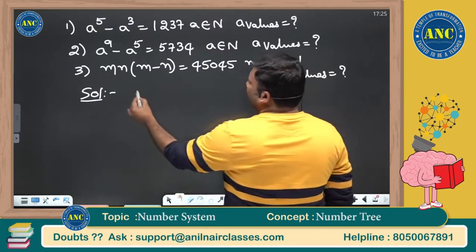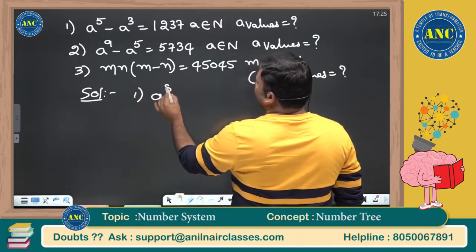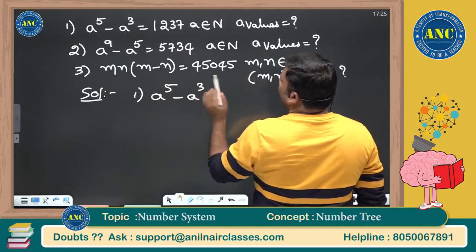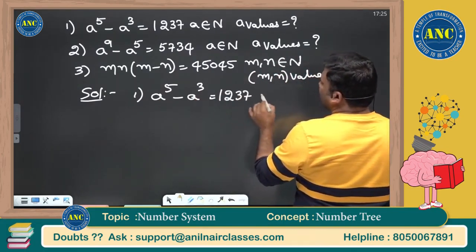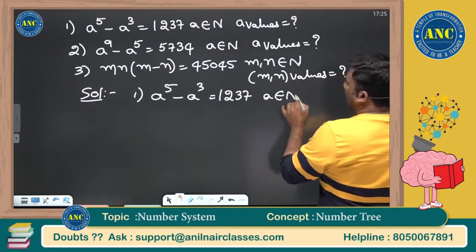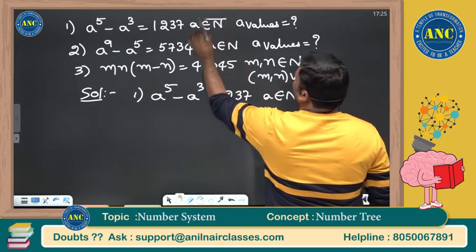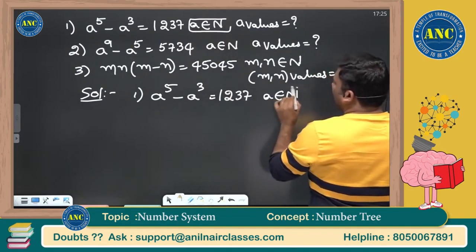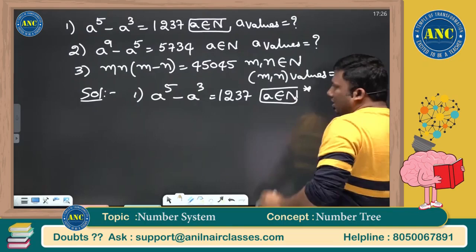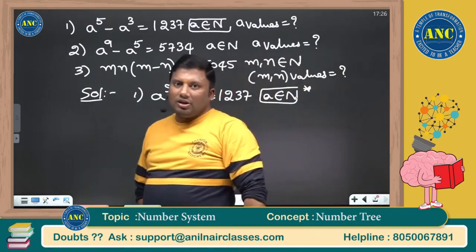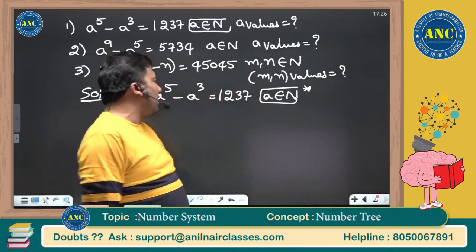The first problem. A power 5 minus a power 3 equivalent to 1237. A is a natural number. The root cause of the problem is that A is a natural number.